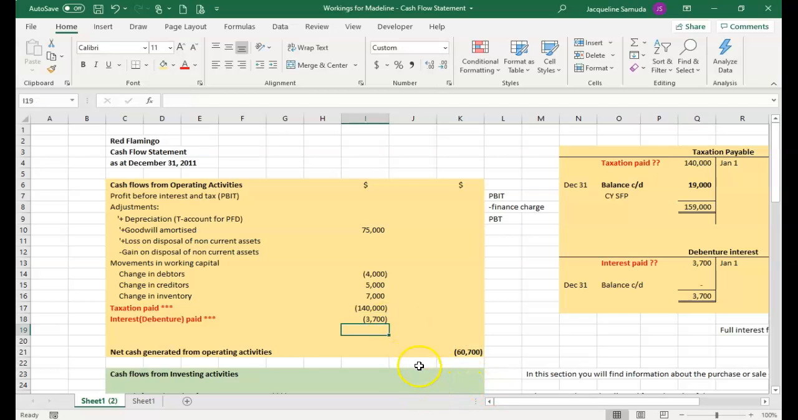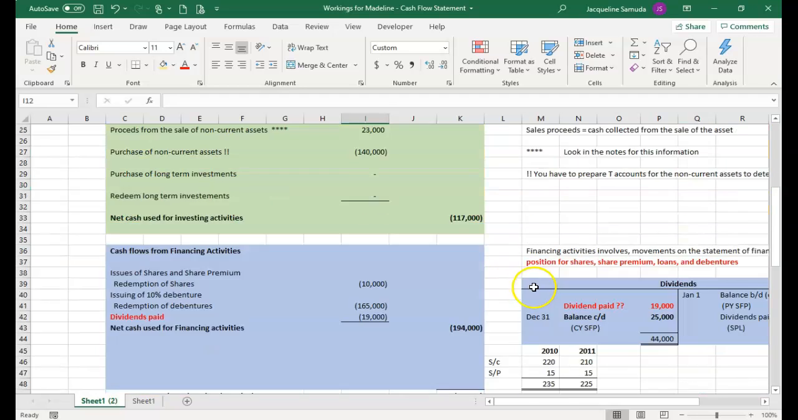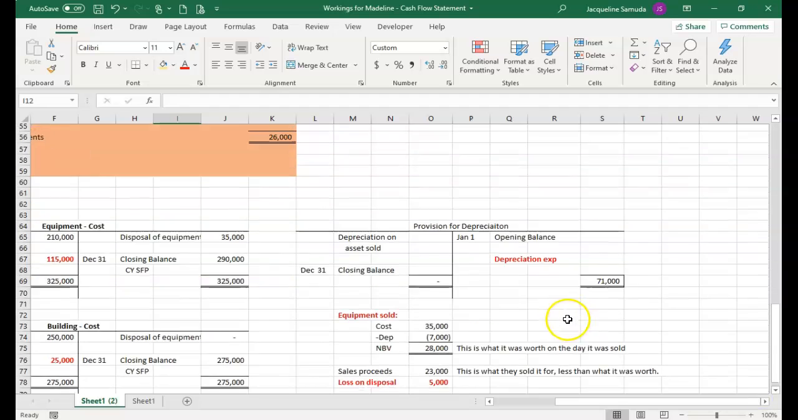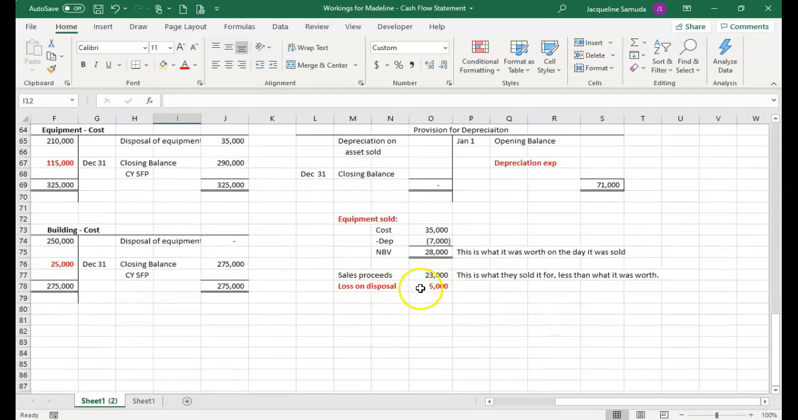Okay, so what do we have left to do? We only have to work out the profit before interest and tax. And we have to work out the loss on disposal, which we already know. That loss was $5,000. If you remember down here, here's a loss, $5,000.